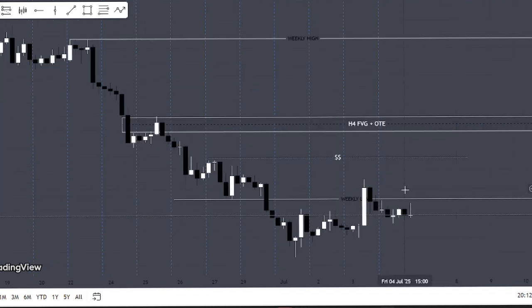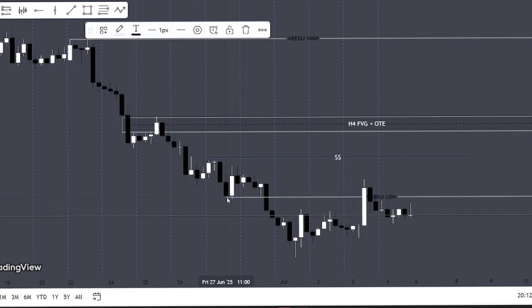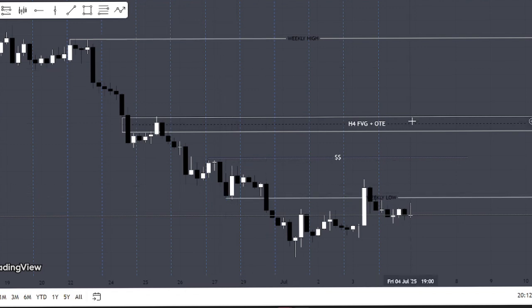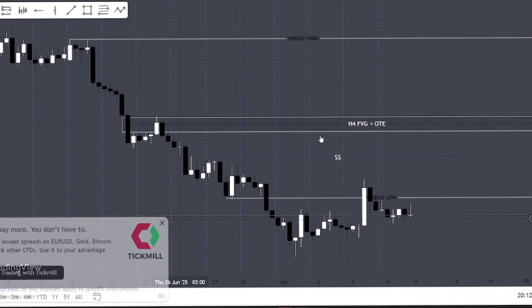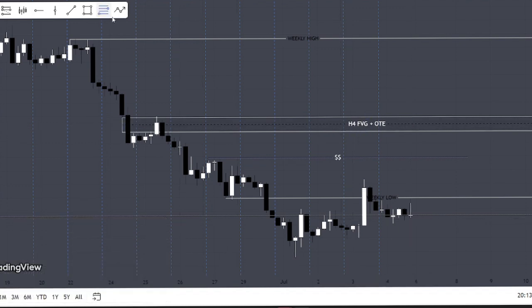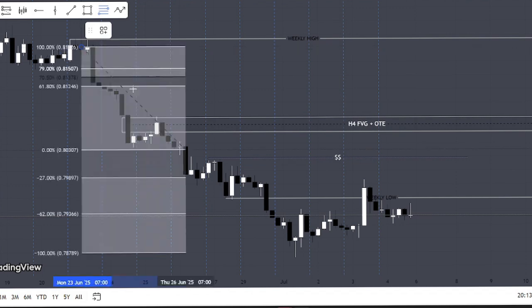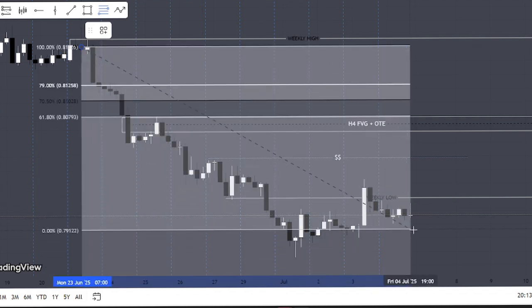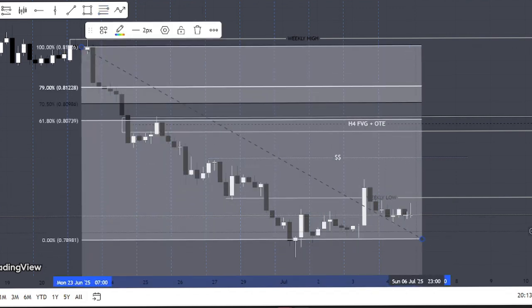The first currency pair we're gonna look at is the USDCHF. So I marked the weekly high and the weekly low, which is this down here. Then on the 4-hour time frame, as I'm moving down, I found a 4-hour fair value gap, which is also in the optimal trade entry. When I draw from the highest point till the lowest point, you can see that it's right below where we intended to go.